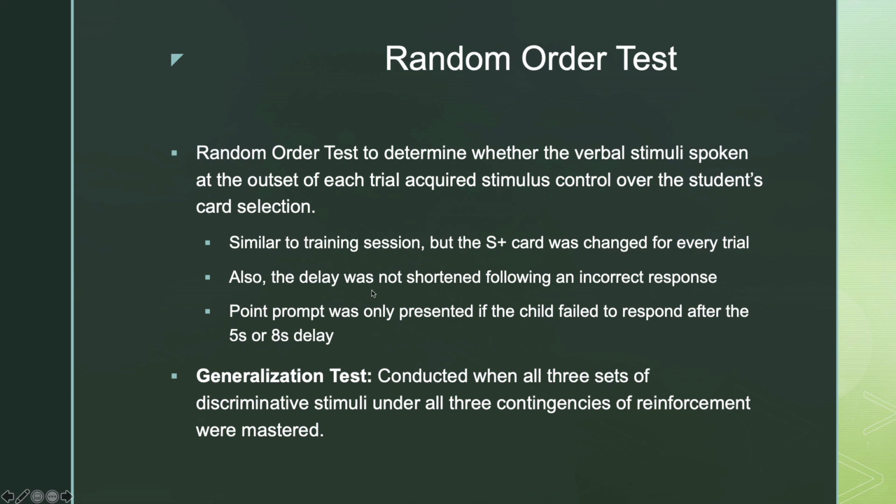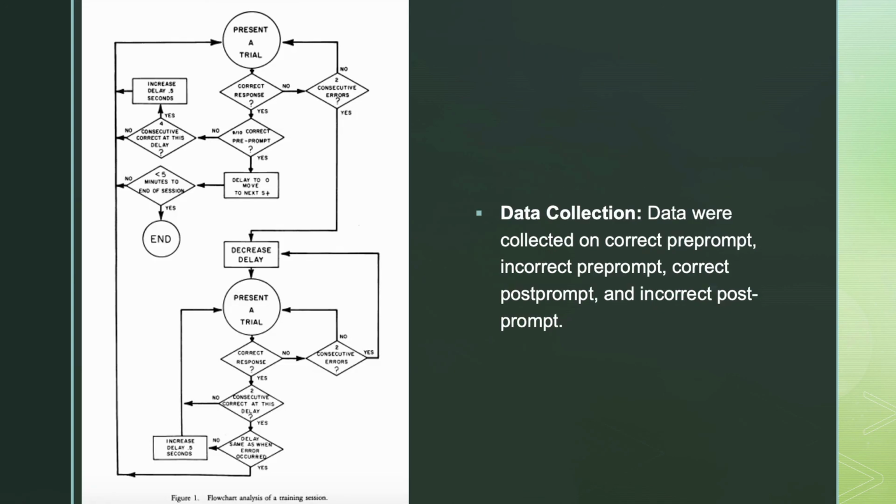They didn't use a shortened delay for the incorrect response, and the point prompt was only presented if the child failed to respond after the delay. They also followed up with a generalization test. Okay, so you have this flow chart. I'm not going to go through it because we just went through it, but it is a nice way of understanding what happens.